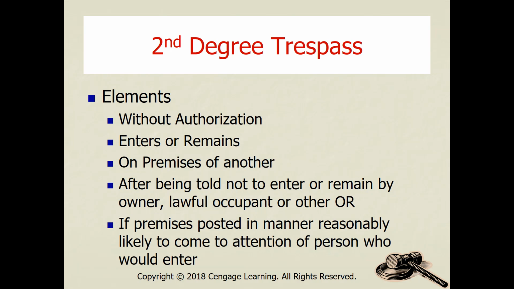Let's suppose I'm walking to the store and I cut across your property. And as I'm walking across, you say, hey, get off my property. I say, okay, and I walk off the property. No trespass occurred. But if I say, no, I'm walking to the store, and I continue to walk deeper into your property, then it's a second-degree trespass.